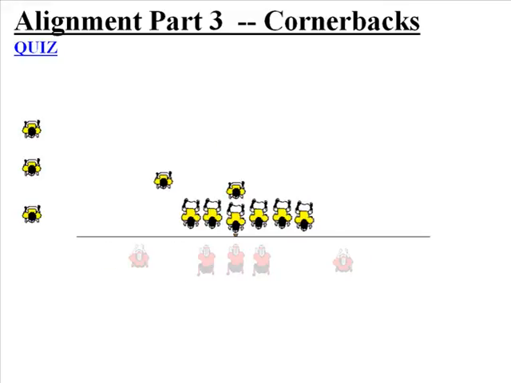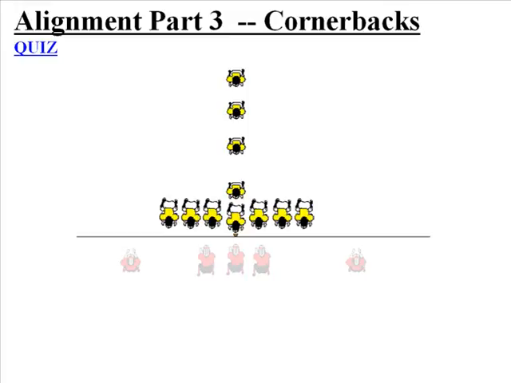Here's another formation. Sam yells Roger, Roger. Where does Clyde go? Where does Chris go? That's right, he would take that second receiver there. Here's one more. Sam yells Louie, Louie. Chris is over there on the right, taking the other guy. Where does Clyde go? Clyde is a free cornerback right here.